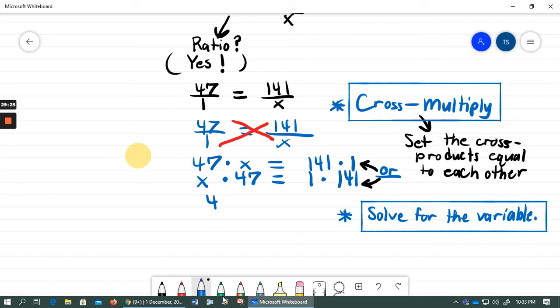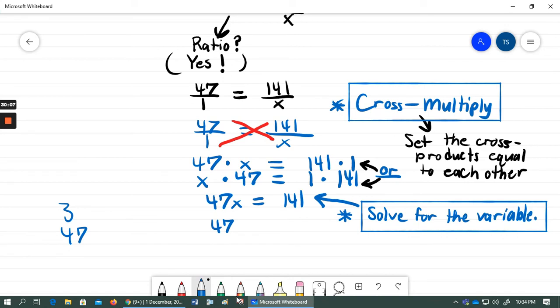Alright, so x times 47 or 47 times x, we get the same thing, right? 47x, and then when you multiply 1 times 141, you get 141, right? So let's work this out. Simplify and solve, right? So that's 47x equals 141, and then if we divide by 47 on both sides of the equation, that's going to give us 3, because 3 times 47 gives us 141. I'm pretty sure that's right.